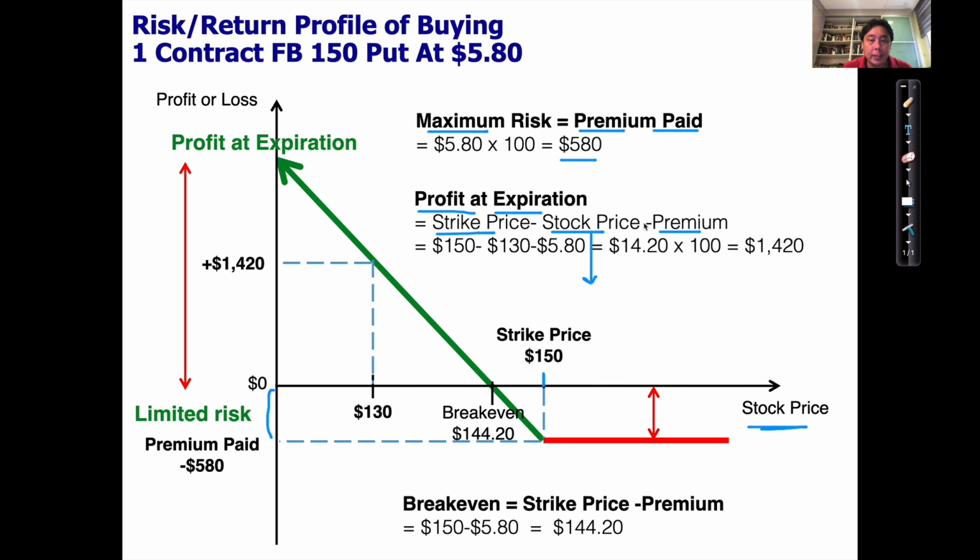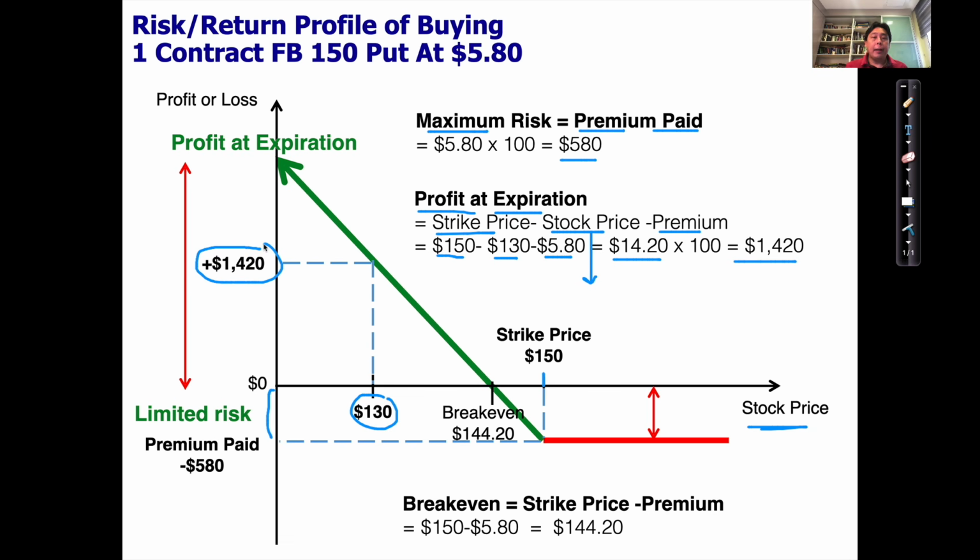So in this case, say the stock price drops to 130, how much money do you make? You take the strike price, which is 150, minus the stock price, which is 130, minus the premium that you paid. That will give you $14.20 profit. Times 100 shares per contract, that's a profit of $1,420. So you can see the profit would be $1,420.